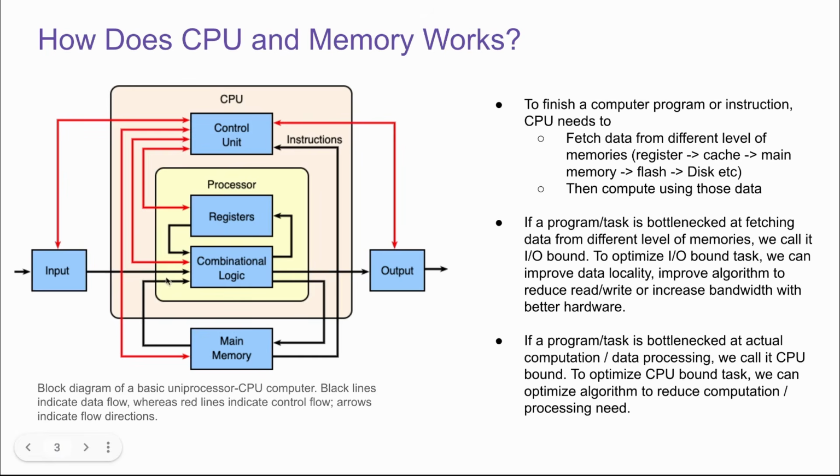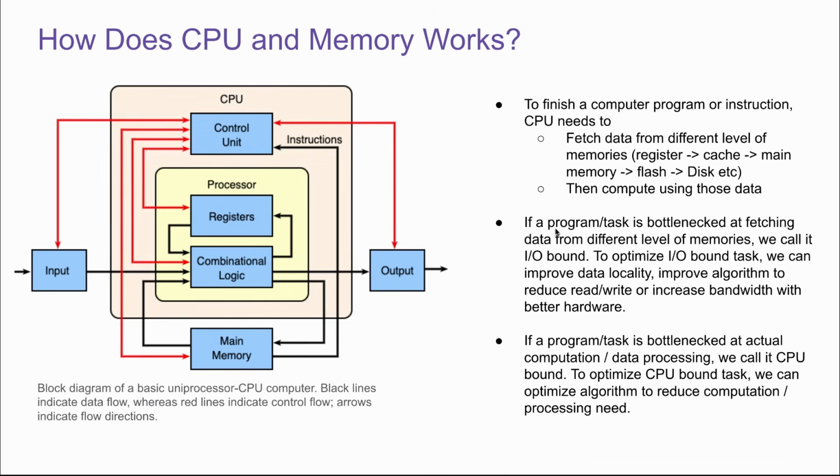This is a block diagram of a basic CPU computer processor. The black lines indicate data flow, the red lines indicate control flow. In order to finish a computer program or instruction, the CPU needs to basically do two things. First one is to fetch data from different levels of memory, whether it's registers, which are the closest, or cache, or main memory, or flash, or disk. The second thing is, after it fetches the data, it needs to process it.